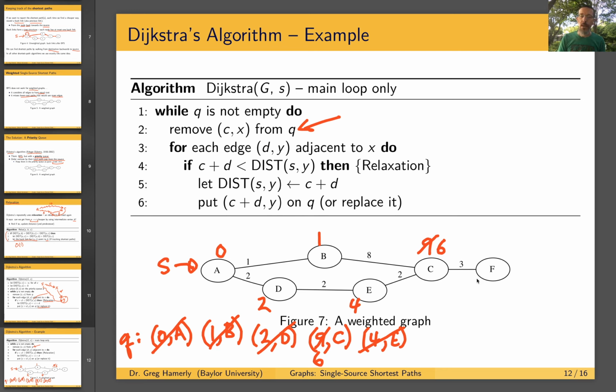Okay. So the next thing that we'll pull out of the priority queue is the only thing on the priority queue, which is 6C, and that leads us to, well, multiple things, but the most important one is F, which we can reach at a cost of 9. So we put 9 comma F on our priority queue. Then the next thing we do is remove it. We can't get anywhere else from there, and we're done. Okay. So the shortest paths from the source to each of these vertices is as we see here.